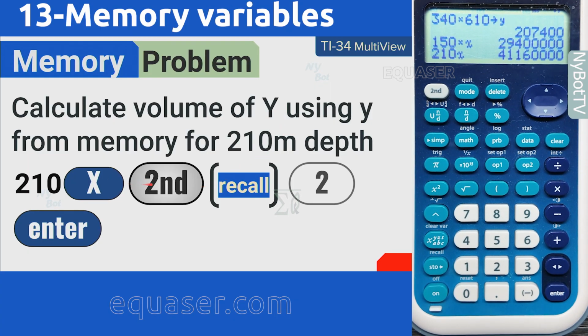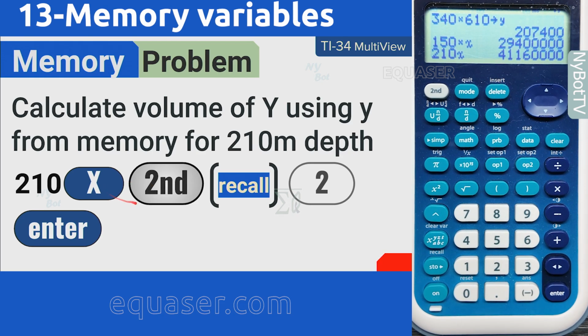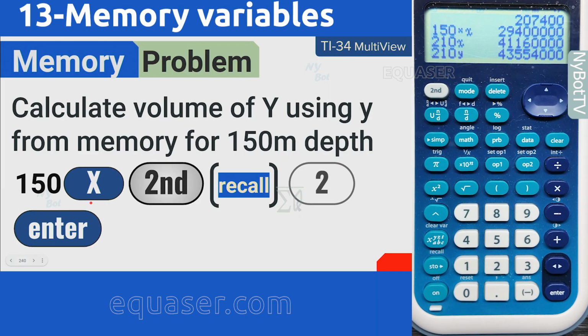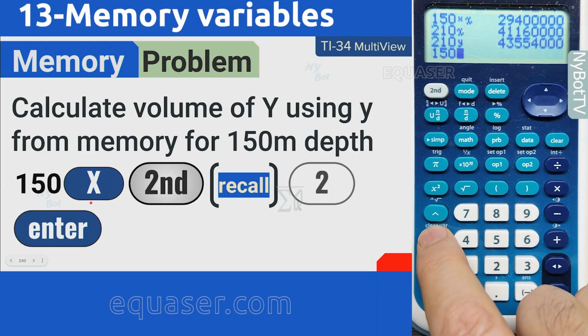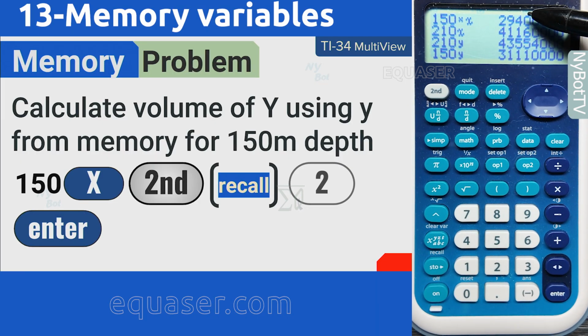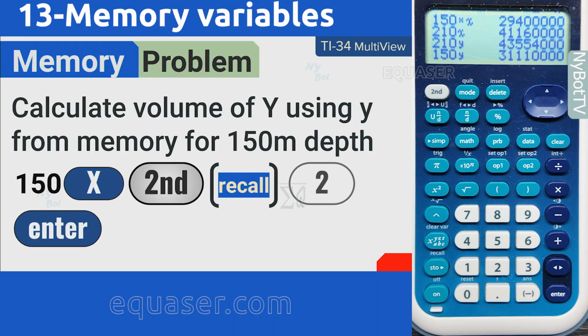Now let's do for the y, 210 times y, once, twice, that is y, and then 150, once, twice. So we got all the values we mentioned for the x. For the y, we get 34.5 million cubic meter if we go to 210, and if we go to 150 meter, it will be 31.11 million cubic meter.